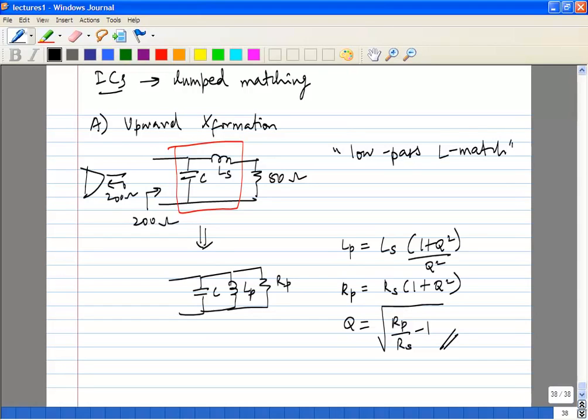Yes, absolutely, that's right. Remember that one of the definitions of Q is omega naught over bandwidth. So if you have a wideband signal coming through, what that means for you is you have to have a very low Q, right? You have to have a very low Q match. Okay, that's what it means.